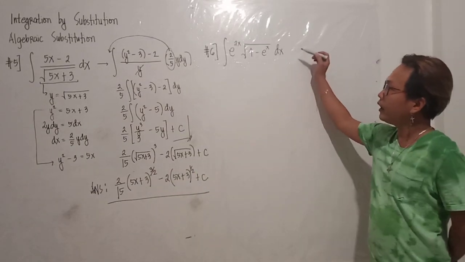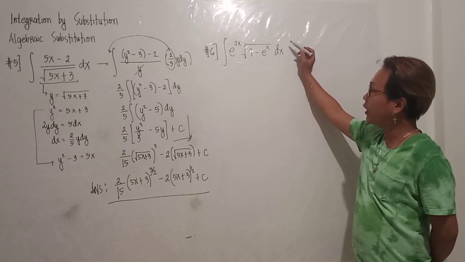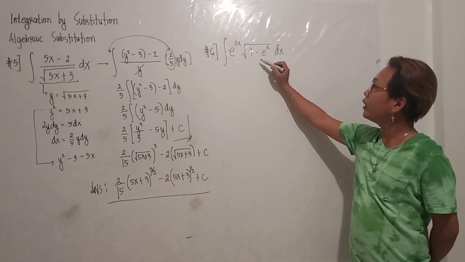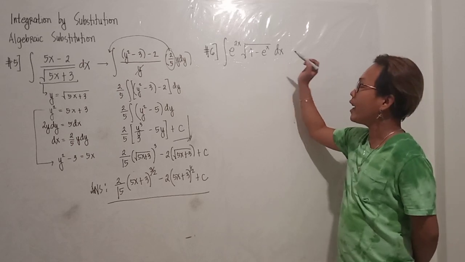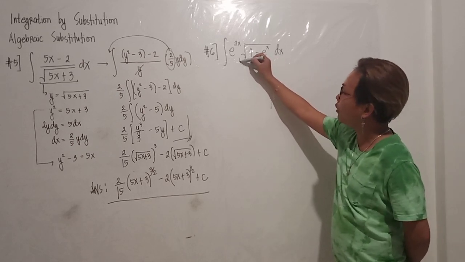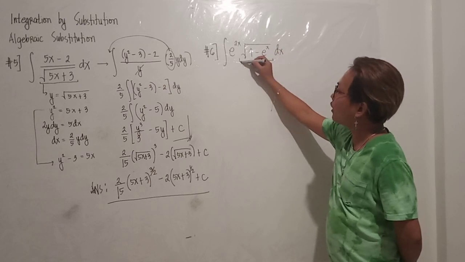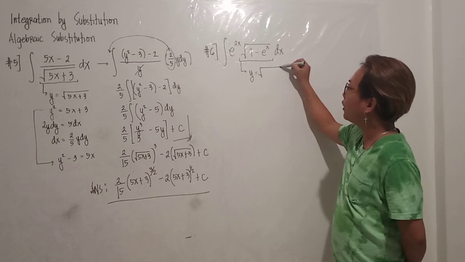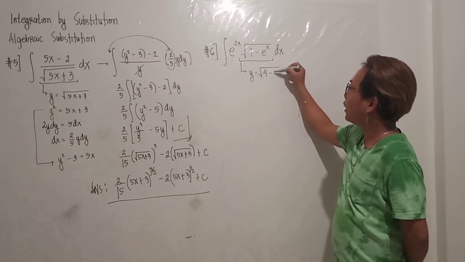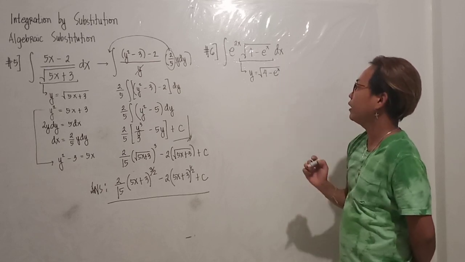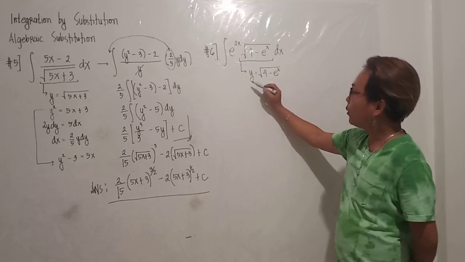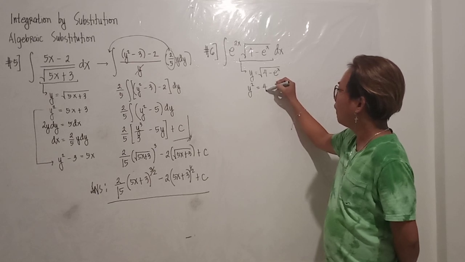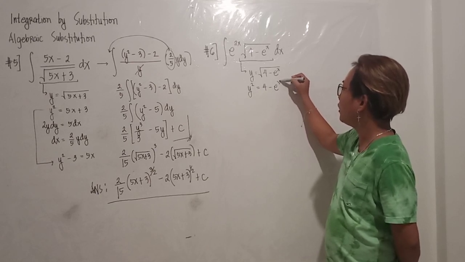Next example is you have the integral of e raised to x multiplied to the square root of 4 minus e raised to x dx. Again, the target is to eliminate the square root. So you will set this as your y. So you will have y equals square root of 4 minus e raised to x. Then taking the square of both sides, you will now have y squared equals 4 minus e raised to x.